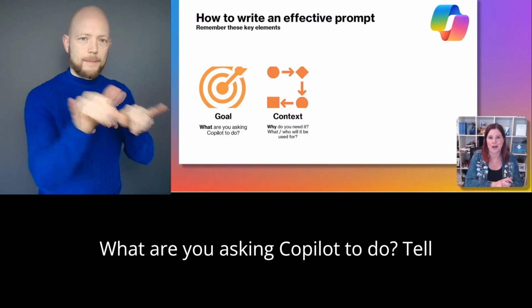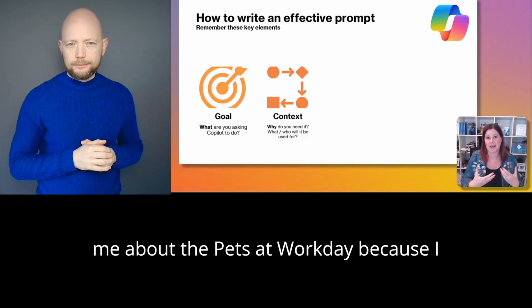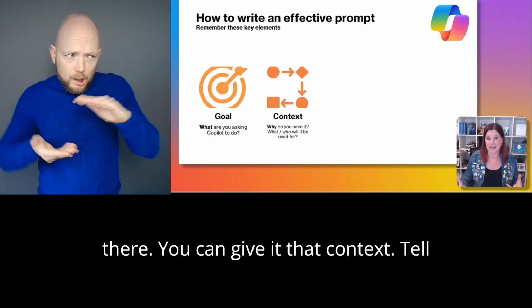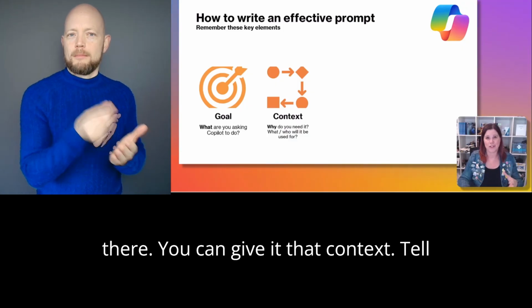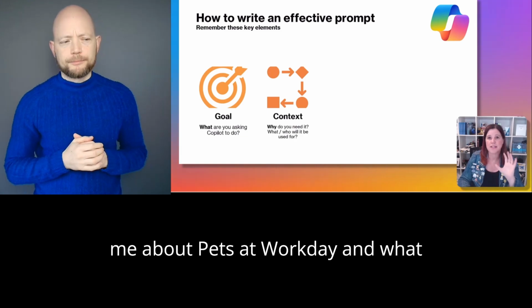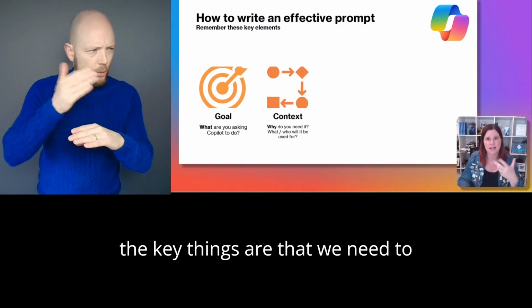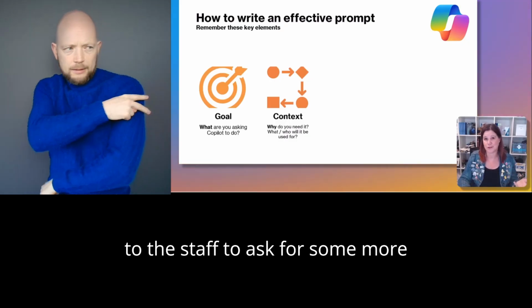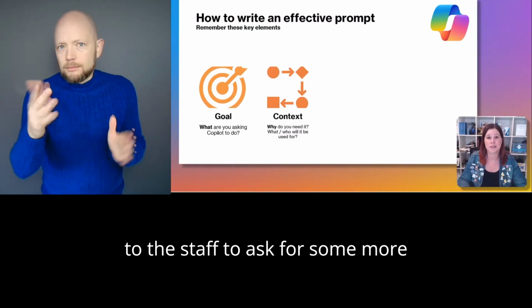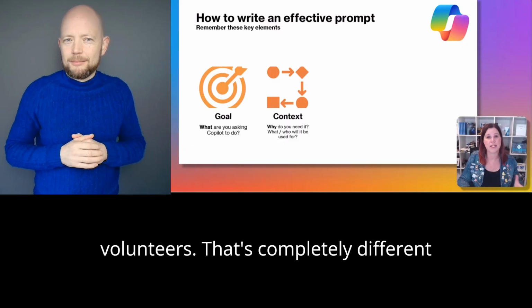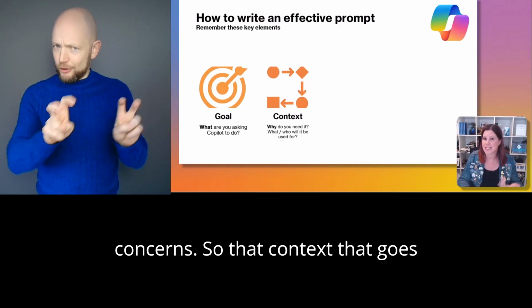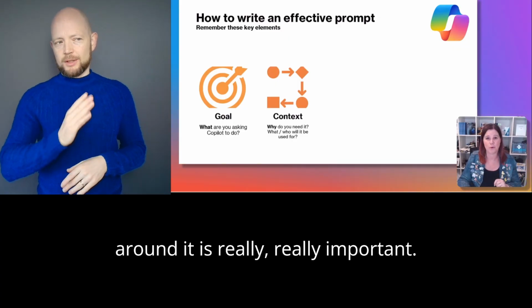What are you asking Copilot to do? Tell me about the pets at work day, because I want to understand if we're over budget or not. Okay, that's starting to get there. You can give it that context. Tell me about pets at work day and what the key things are that we need to organise so that I can send an email out to the staff to ask for some more volunteers. That's completely different from are we over budget, from what are our concerns. So that context that goes around it is really, really important.